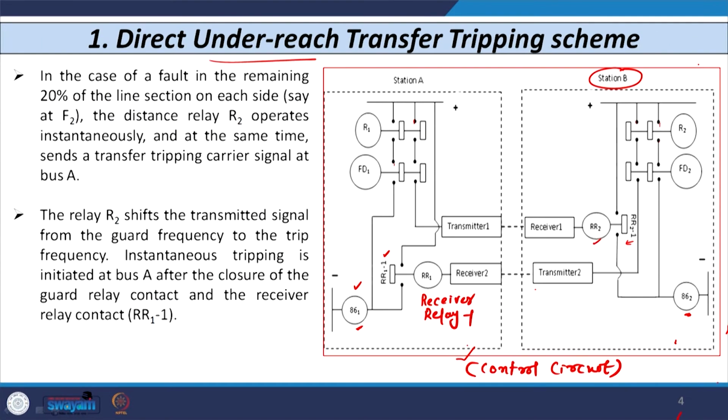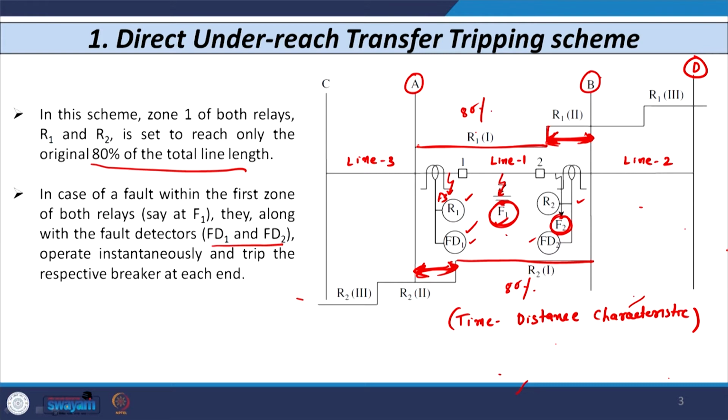That means you can see our conventional zone 2 of the distance relay looks like this; it starts from here. 80% of the line section is covered under the first zone of the distance relay, and the remaining 20% is covered in the second zone. Now, acceleration of zone 2 means we are going to accelerate this zone 2, that is, we are converting this zone 2 into zone 1, so that whatever fault falls under this 20% region will be taken care of by zone 1 of the distance relay itself, and it operates instantaneously.